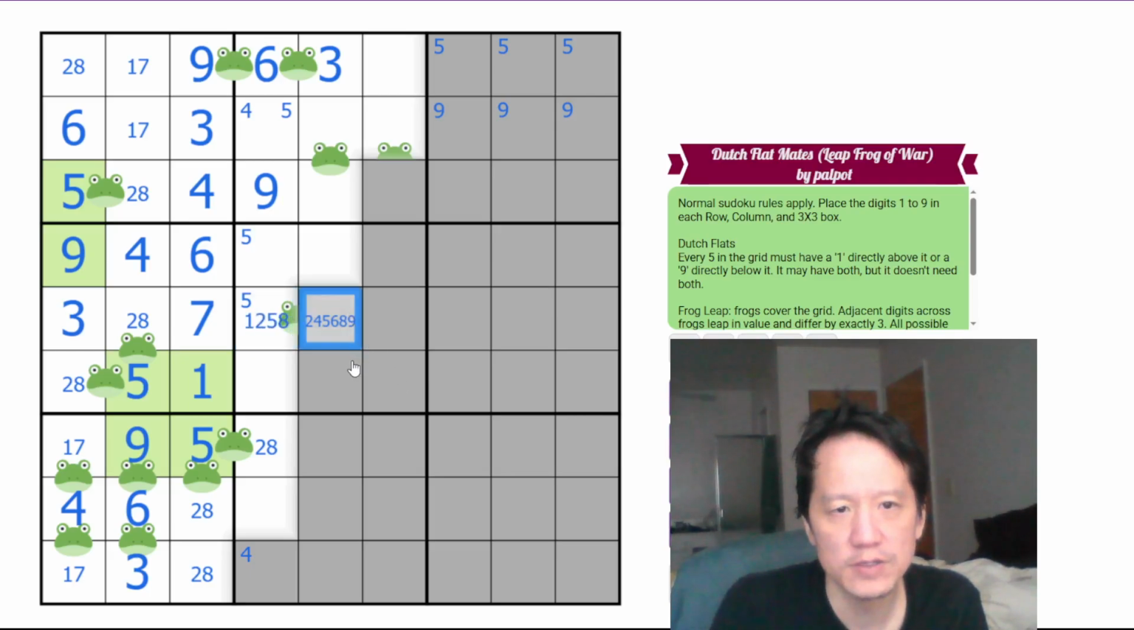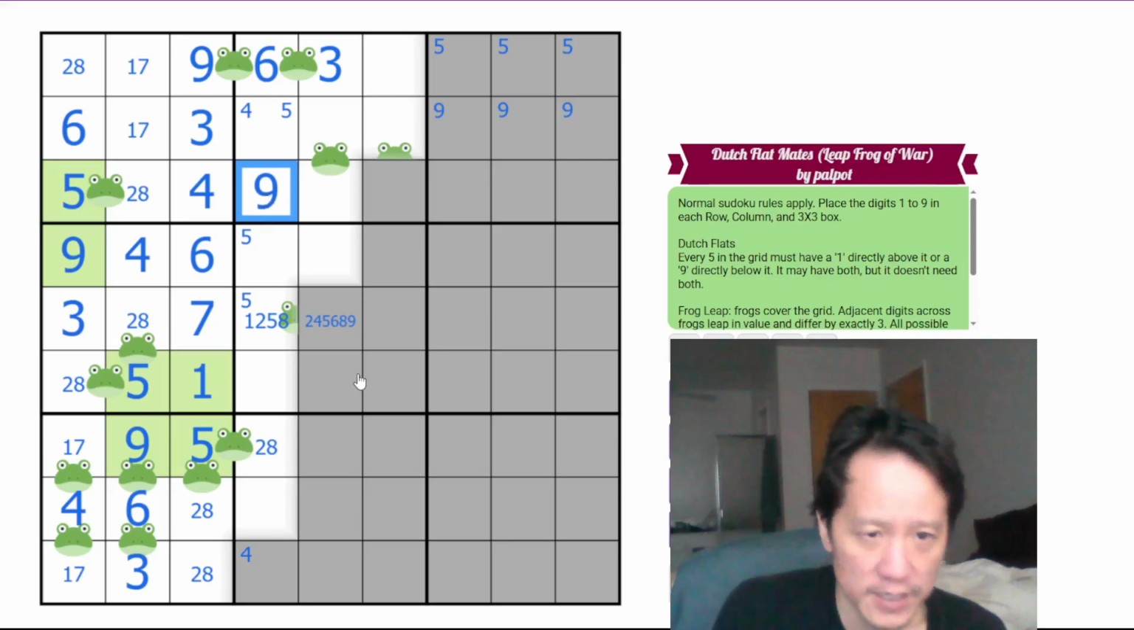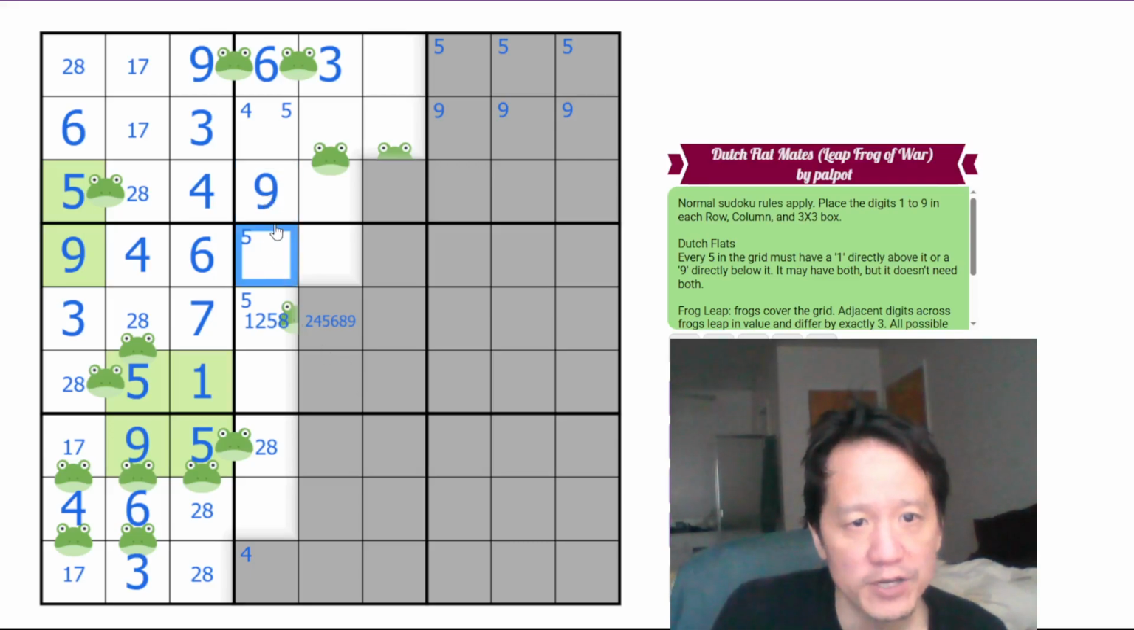This has a 9 here. If this were 5, it would not have a 9 below it, and it could not have a 1 above it. So this can't be 5. So 5 is either here or it's here.